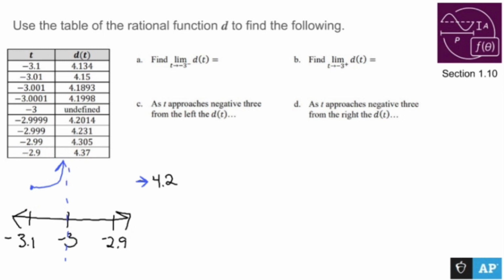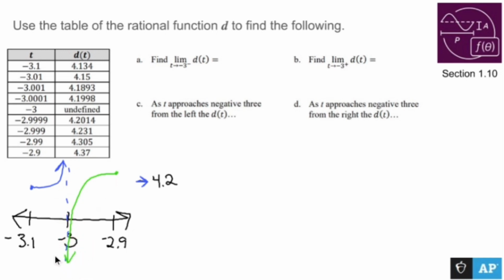Similarly, over here on the other side, at -2.9, I'm at 4.37, which is somewhere above 4.2, and then I get smaller, smaller, smaller. Okay, but what's most important is I hit undefined again. So moving from the right to the left, my values get smaller. So at -2.9, I'm at like 4.3. And as I get closer, I'm at like 4.30 and then 4.2-ish. So what's going to happen is this is going to happen.